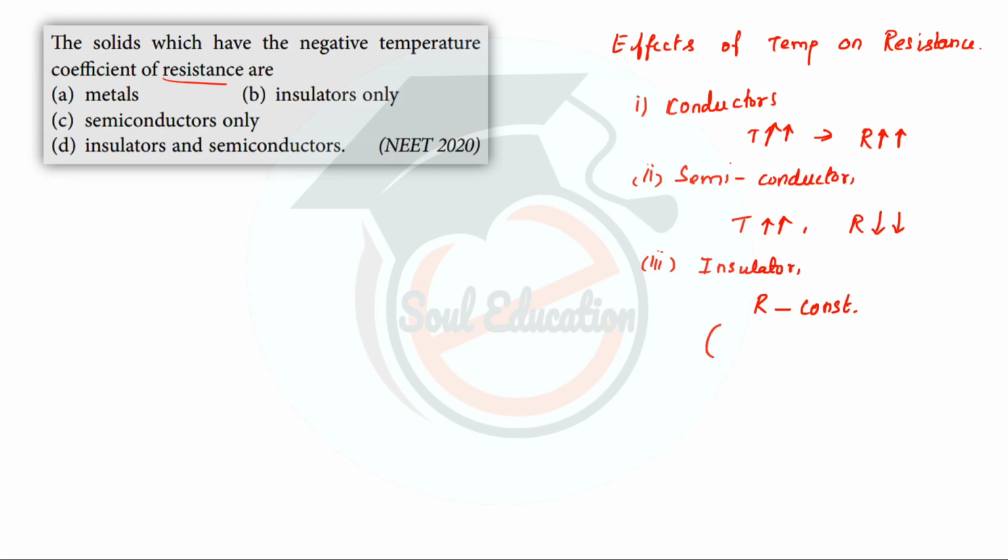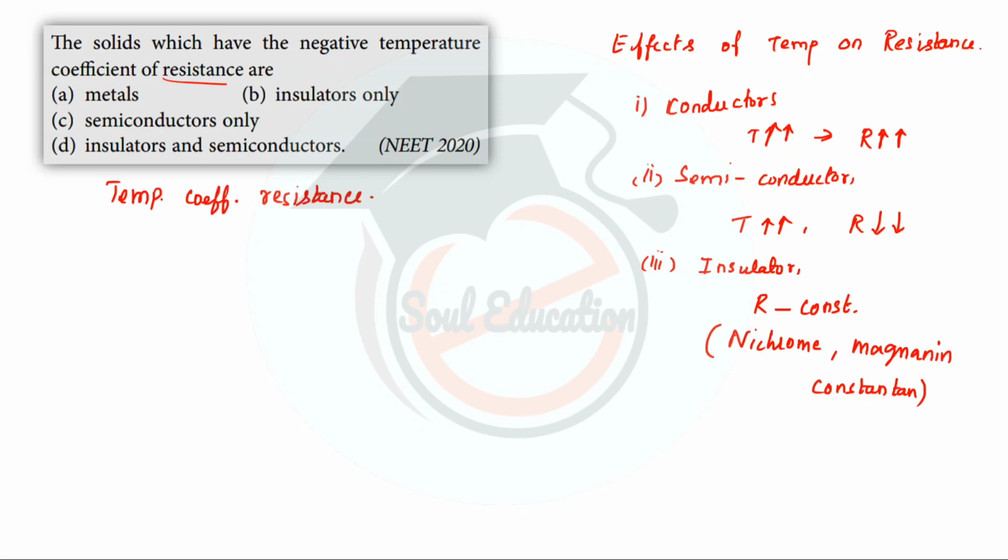So what are examples? Nichrome, manganin and constantan. These are the materials which have a very high resistance. Right. So the effect of temperature on resistance is finished. Now we need to see what the temperature coefficient of resistance is. Okay, temperature coefficient of resistance.